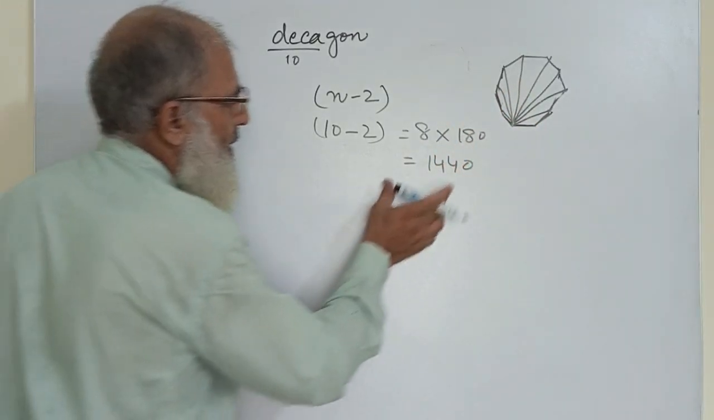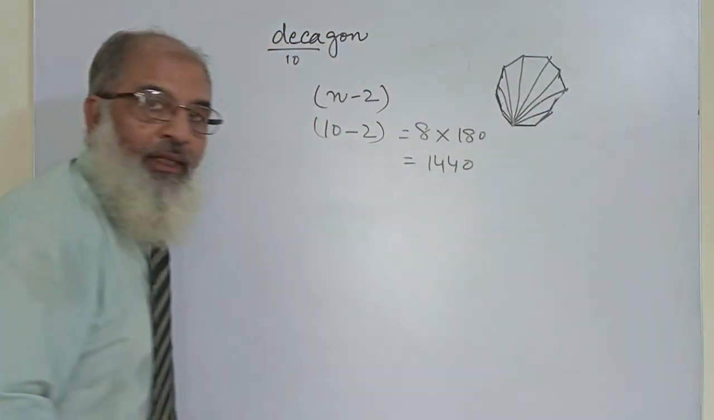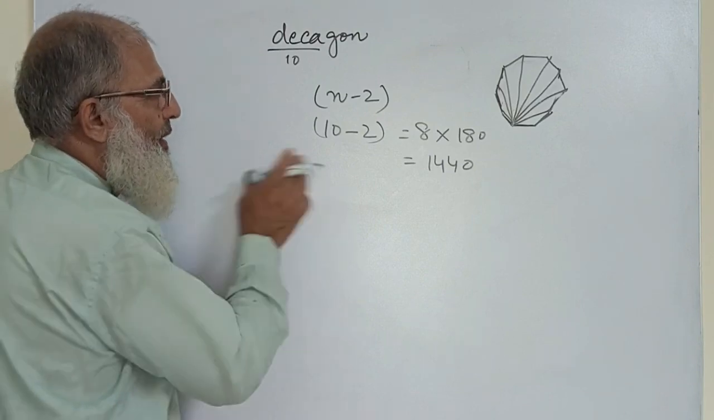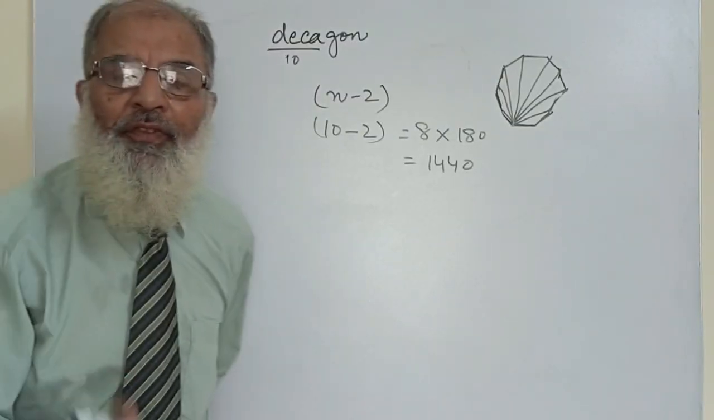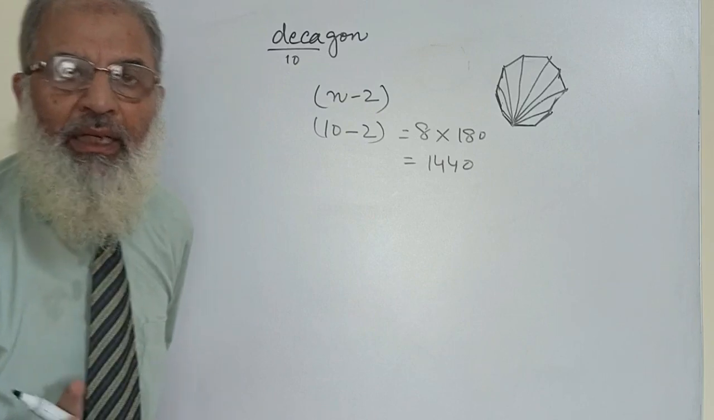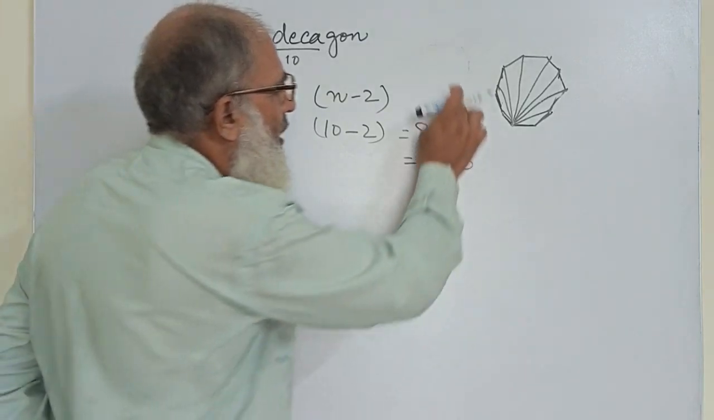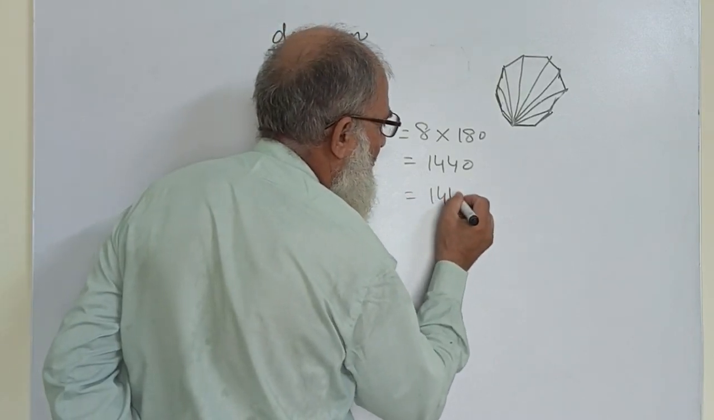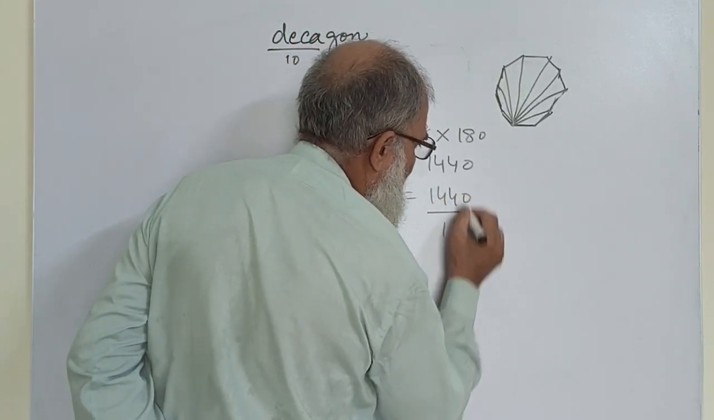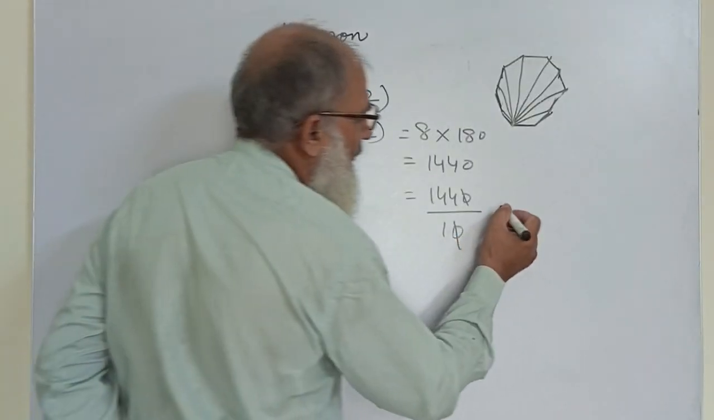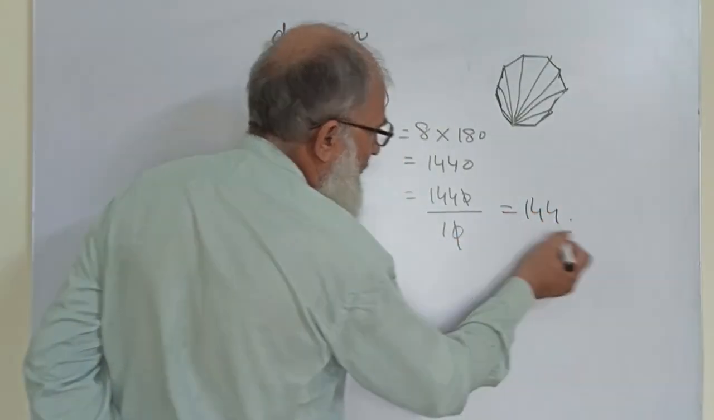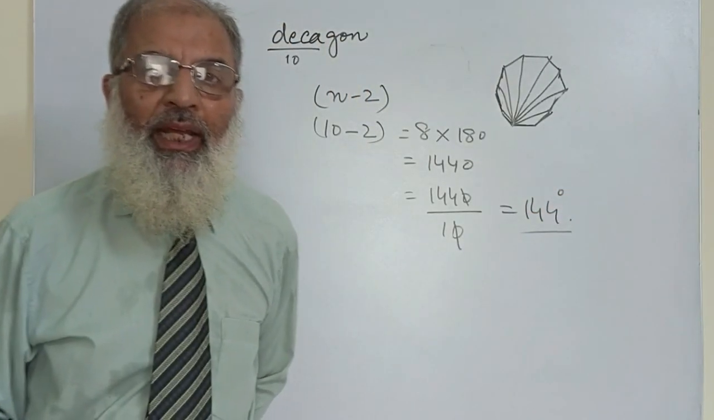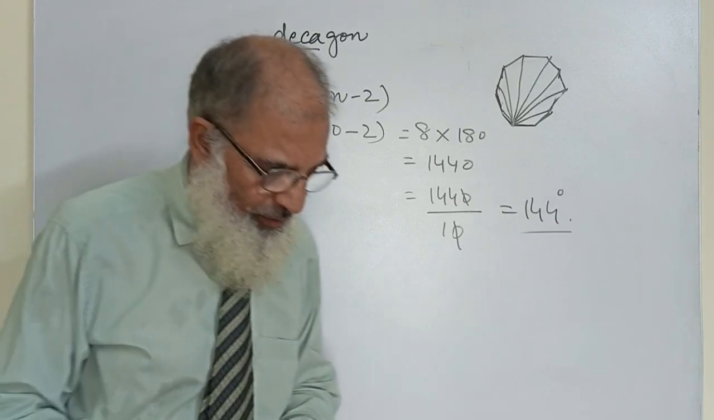So it does mean that the sum of the angles is equal to 1440. And the question is, if the decagon is a regular decagon, that means all angles are equal, then it will be 1440 divided by 10. So one angle of a decagon is 144 degrees.